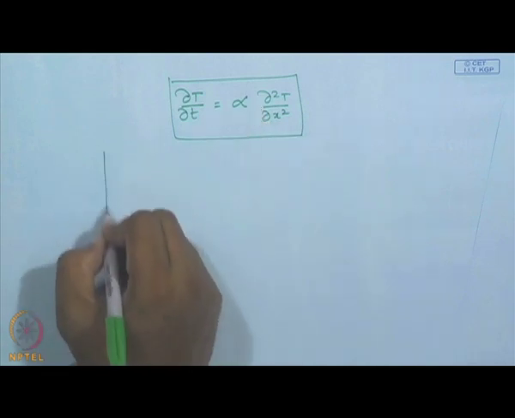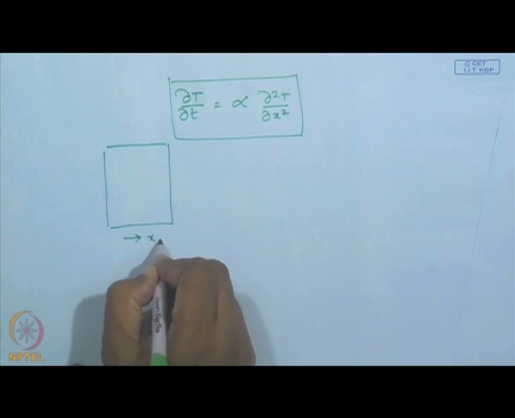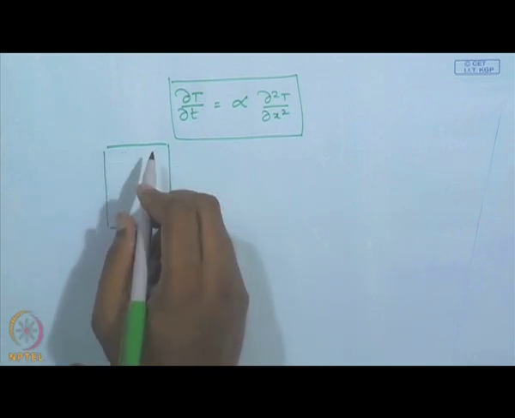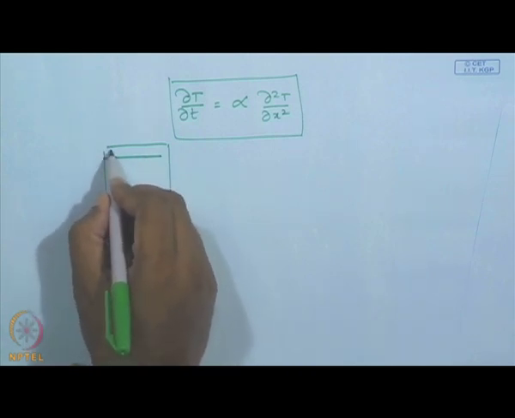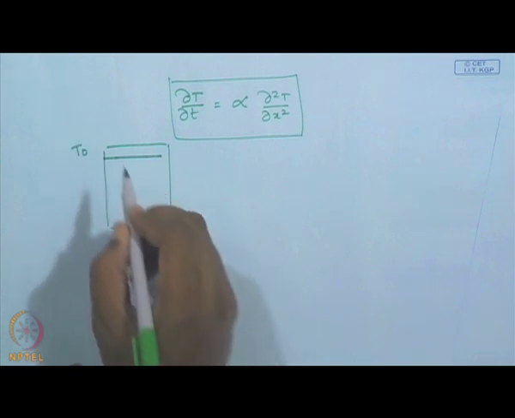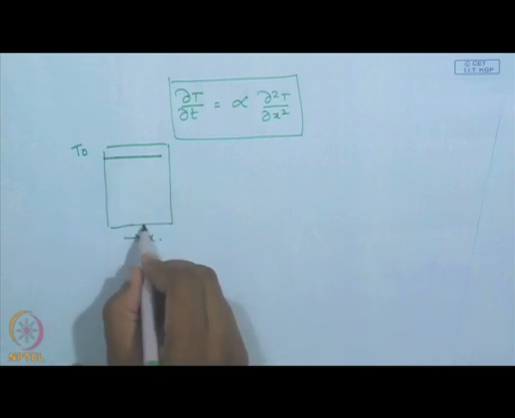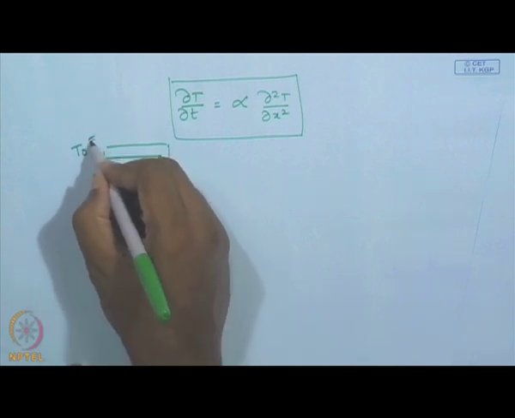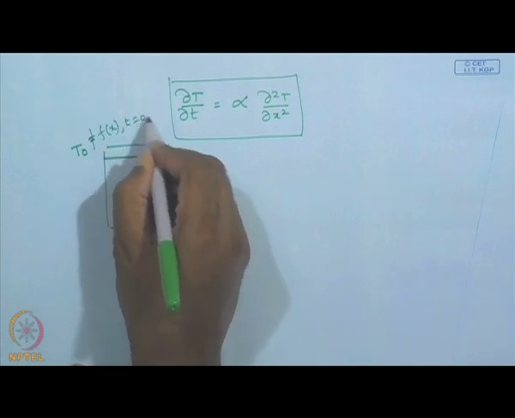So let us say we have a solid object where this is the x direction, and then what we need to have is the constant initial temperature T0 at time t equal to 0 for all values of x. So T0 is not a function of x, and it's at time t equal to 0.